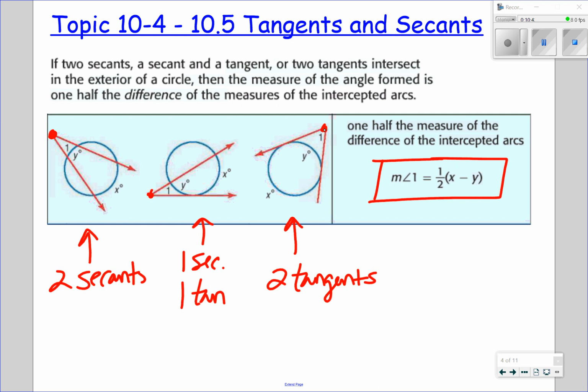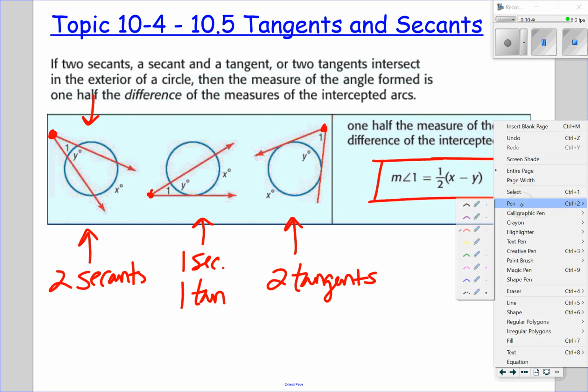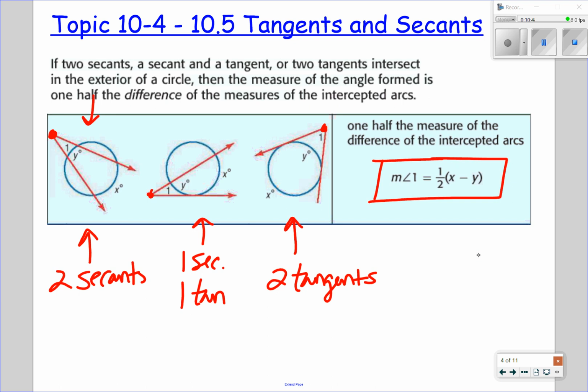So if we look at this first example right here, the outside angle is what we're going to try to find. The outside angle is this guy right here, angle 1. If we look where the secants go through the circle, then we create this arc and this arc. Since we're doing the difference, we're always going to do big arc minus small arc. In this case, it would be x minus y, and then we would divide it by 2, just like that, or multiply by 1/2.